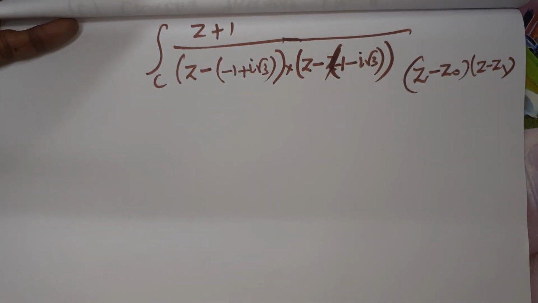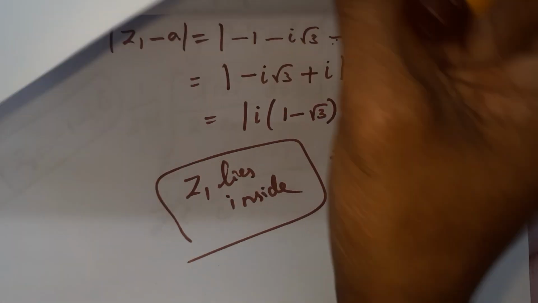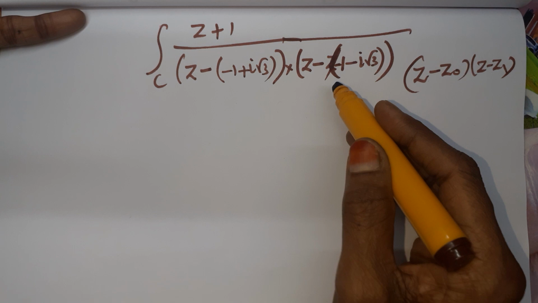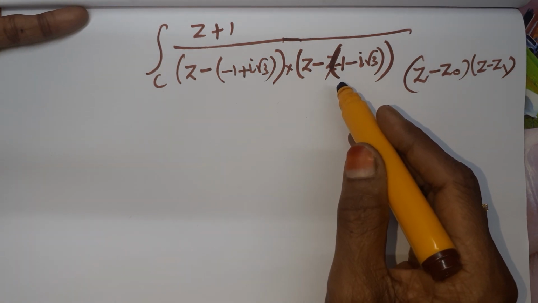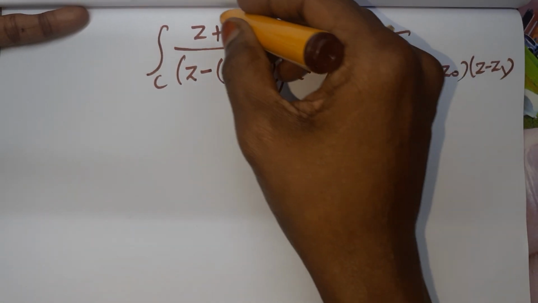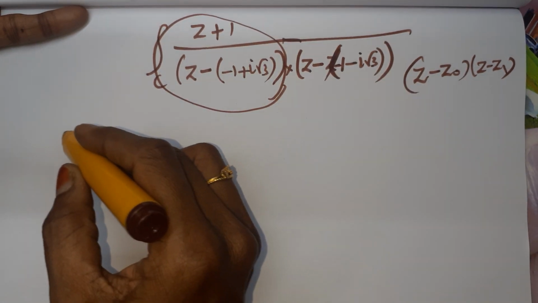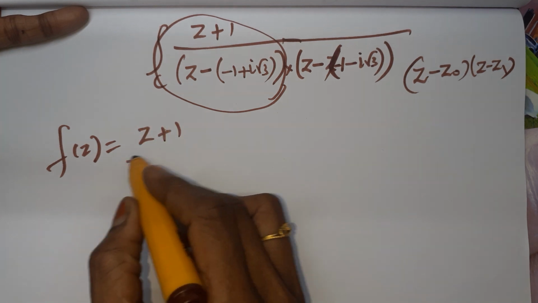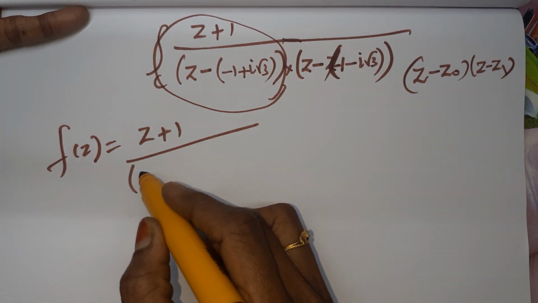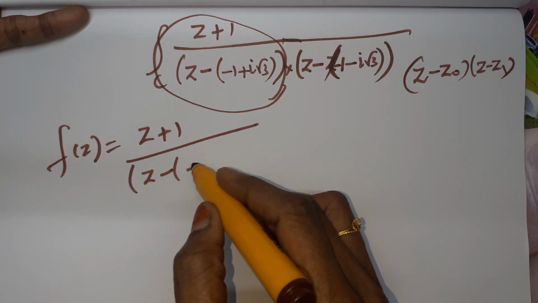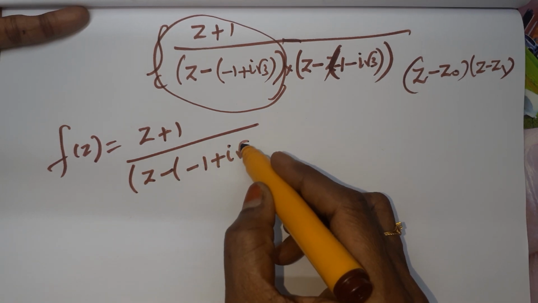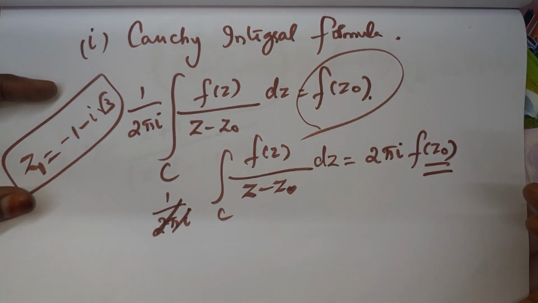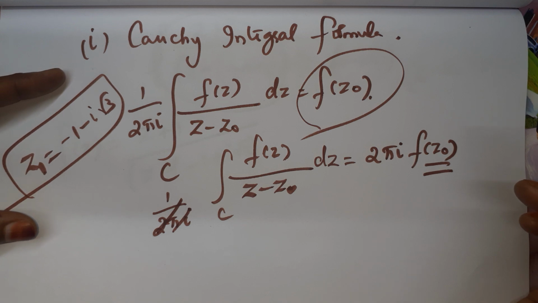Okay. So for which pole are we going to calculate? Only for the one lying inside. So for this only we are going to calculate. Leaving that factor, take all the other terms as f of z. So here f of z is equal to z plus 1 by z minus (minus 1 plus i root 3), because in the formula we have to calculate f of z naught. Don't confuse z naught and z1 here.